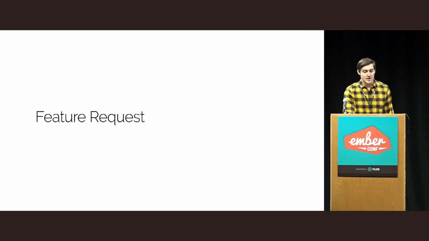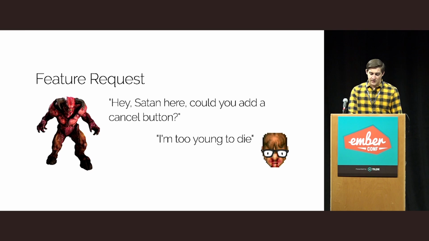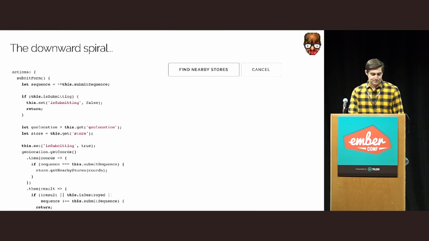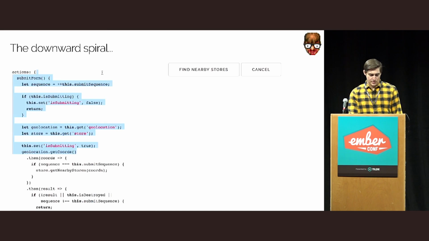So that works, but then you get a feature request from Satan who says, that's good, but can you add a cancel button? We had some clients whose geolocation isn't great. They'd like to cancel and maybe geolocate via some other means or prove that they're at the store. And then, so you continue the downward spiral, and I didn't actually finish writing this piece of code. It's broken. If you click find nearby stores and click it again, it weirdly undoes itself, because why would I spend so much time writing shitty code just to make it work?